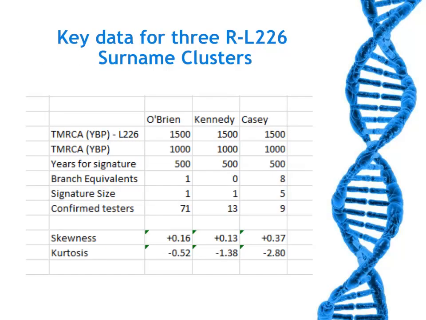But the problem with these surname clusters is the years for the signature to develop. It's only 1,500 years for L226. So between that and our surname creation, it's only 500 years. That's just not enough time to develop signatures. And the Kennedy and O'Brien show that, and statistical variation just assisted the Casey to actually have a good, not as good as 7 or 10, but does have a strong 5-marker signature.